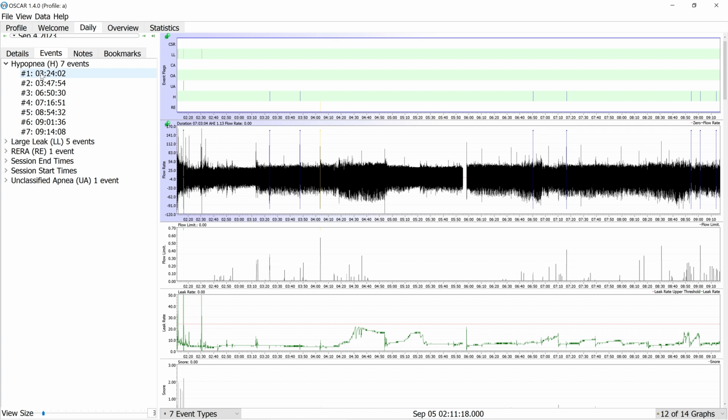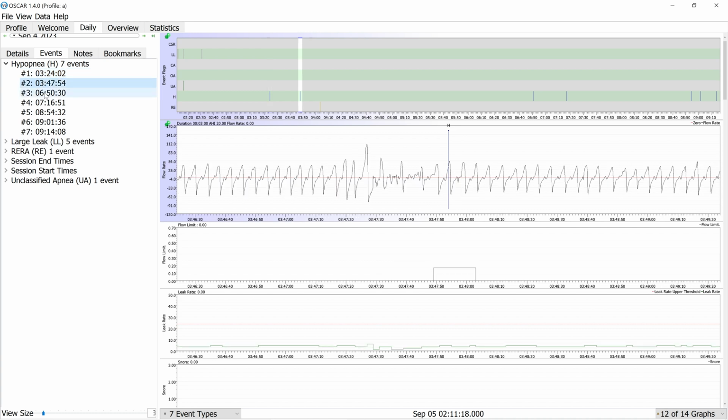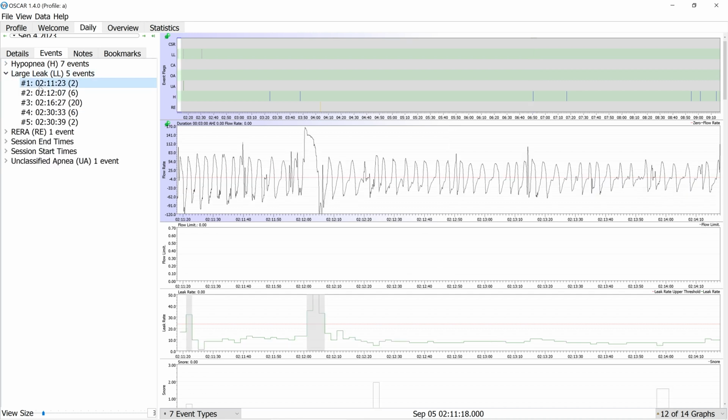So if I click on it, it'll actually jump to that point in the graph, which is super helpful, and zoom in, as you can see. So there's the first hypopnea, there's the second one, the third one, large leak, same thing. You can click on it and you can go to where it is in the graph.